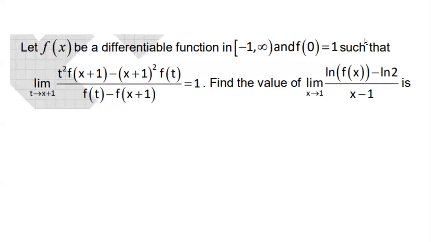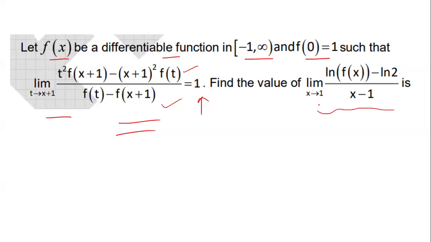So hello guys, in this video we are going to solve this problem. It is given that let f of x be a differentiable function in -1 to infinity and f of 0 is equal to 1 such that this limit, t tending to x plus 1, where the numerator is t square f of x plus 1 minus x plus 1 whole square f of t, and the denominator is f of t minus f of x plus 1. So this limit is equal to 1.